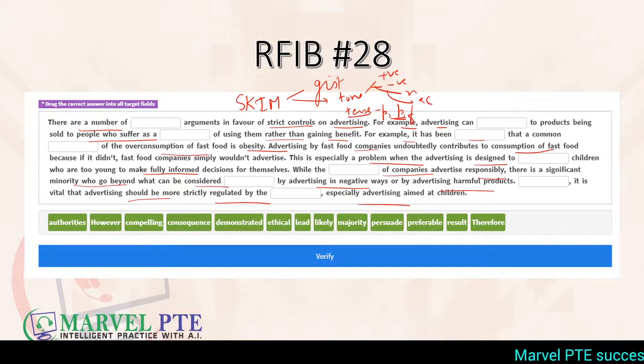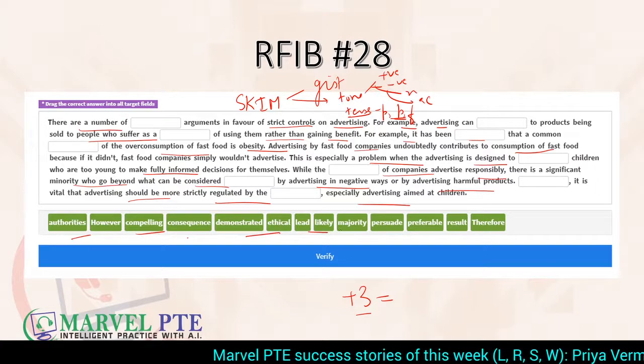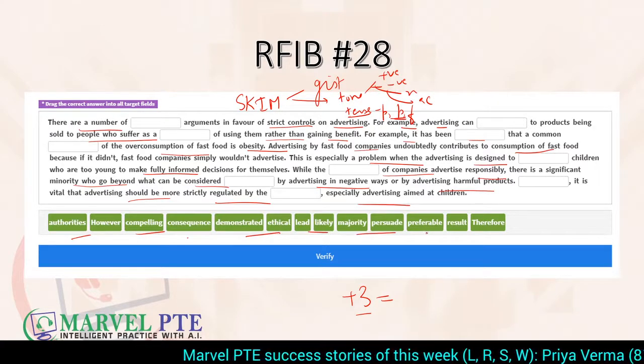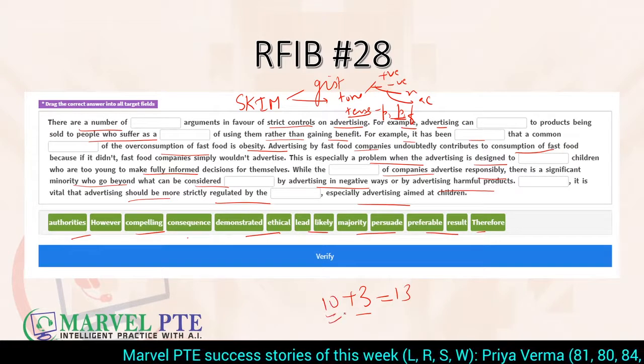Okay, so this RFIB is related to advertisement, the harmful effects of advertisement, which is obesity, and how it should be regulated, especially when the target market is students. Another thing I always tell is that PTE gives you 3 additional blanks. So if you are getting 2, 4, 6, 8, 10, 12, 13, it means that you will be getting 10 blanks in here.